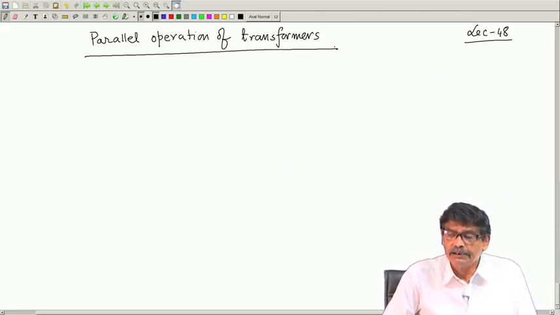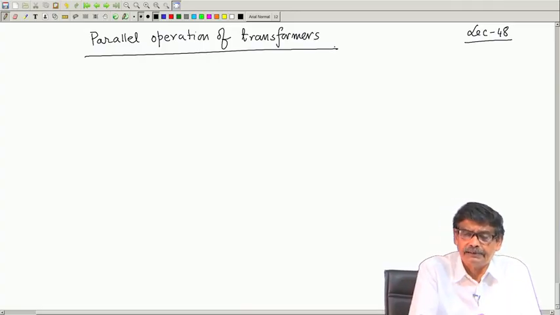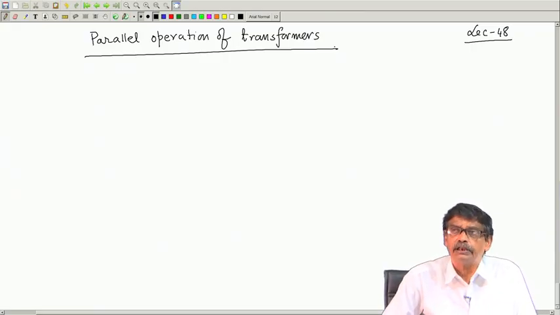First of all, why is parallel operation of transformers necessary? From the title of the topic, it looks like there will be two or more transformers which will be connected in parallel.